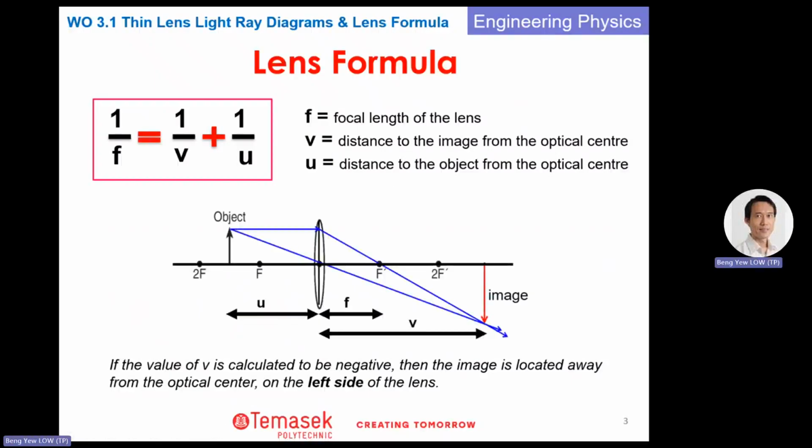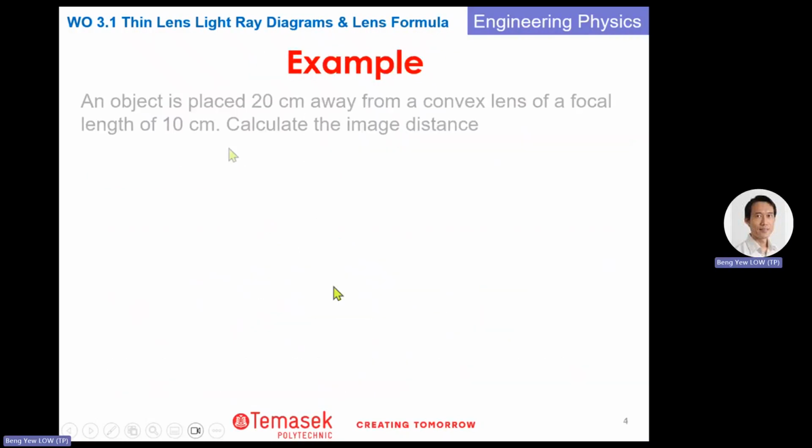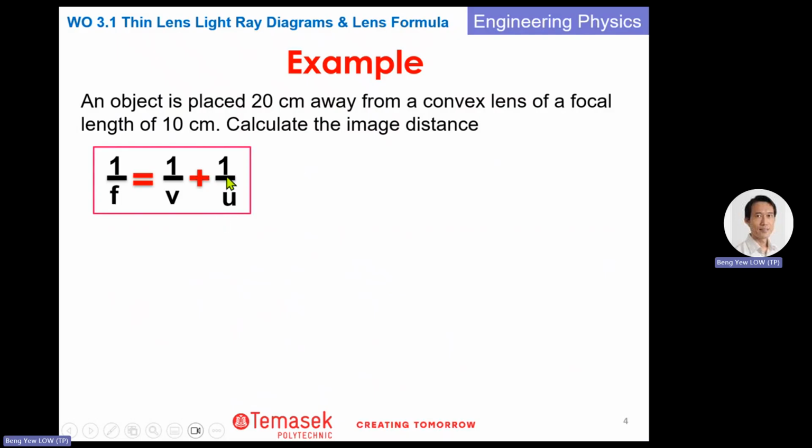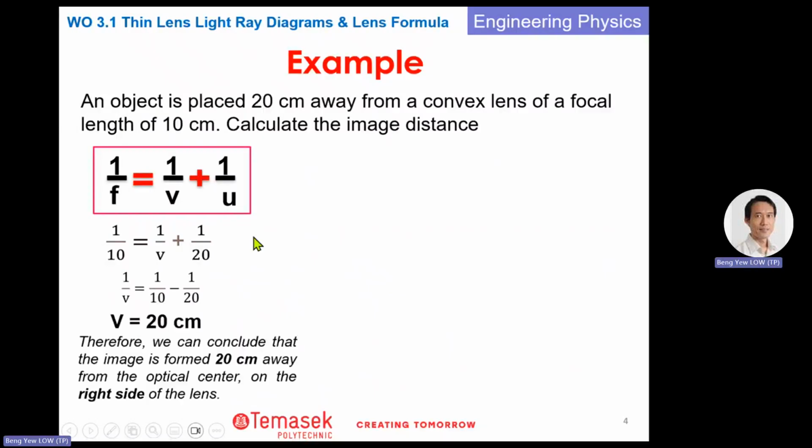Let's see how to make use of this formula using an example. An object is placed 20 cm away from a convex lens of focal length 10 cm. Calculate the image distance. Since we're given the object distance and focal length, we simply have to substitute the values into this equation. Then it is just a matter of simple algebra and the image distance can be found.